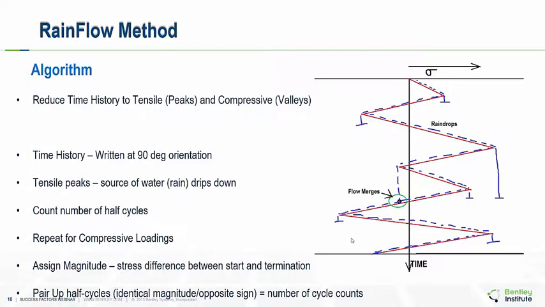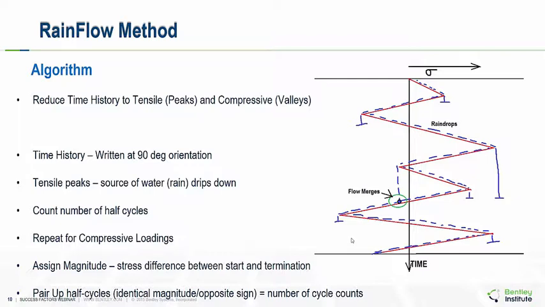Now let's look quickly at the Rainflow algorithm. Imagine you have a loading spectrum as in the figure shown above. The Rainflow algorithm works something like the following. First, reduce the time history to a sequence of tensile peaks and compressive valleys. The time history is rotated 90° clockwise. Each tensile peak is imagined as a source of water that drips down a pagoda roof. Count the number of half cycles whenever the flow terminates, which occurs in any of the following cases. 1. It reaches the end of the time history. 2. It merges with a flow that started at an earlier tensile peak. Or 3. It stops when an opposite tensile peak has greater magnitude. Then repeat the above steps for compressive valleys.